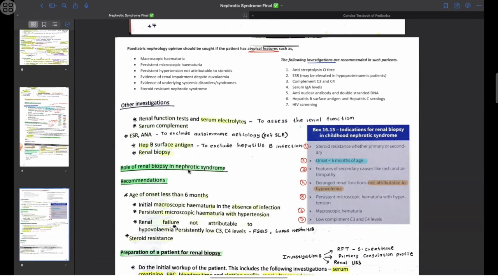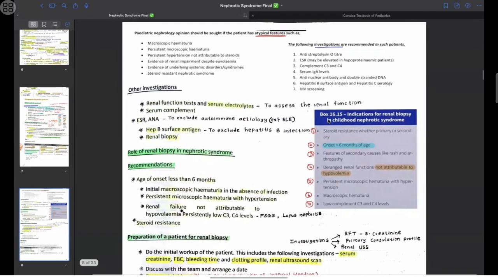Then when it comes to renal biopsy, remember these. Now these are the boxes I was talking about in concise. There are several boxes like this. Remember to study these boxes.